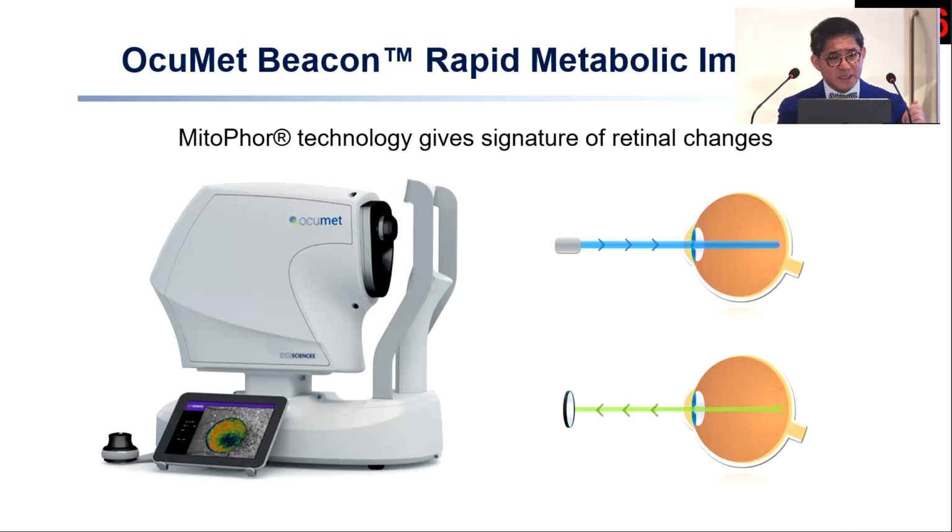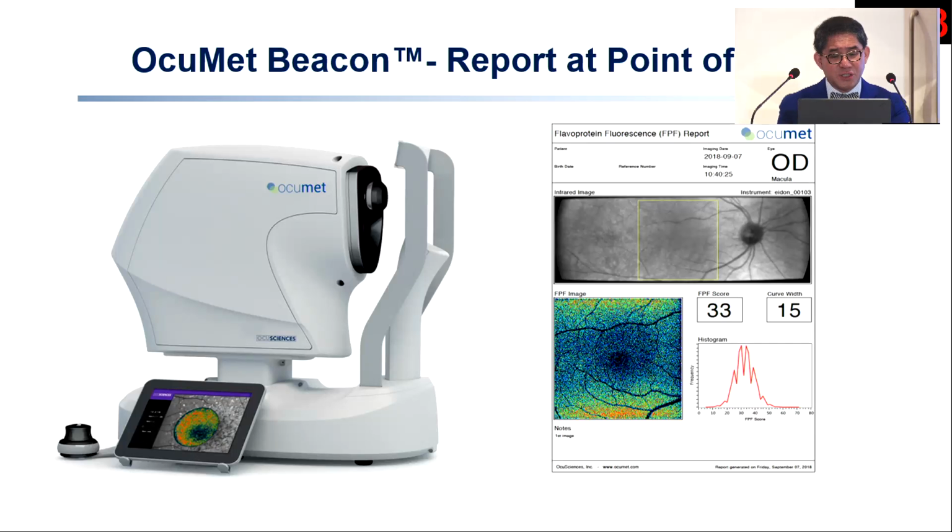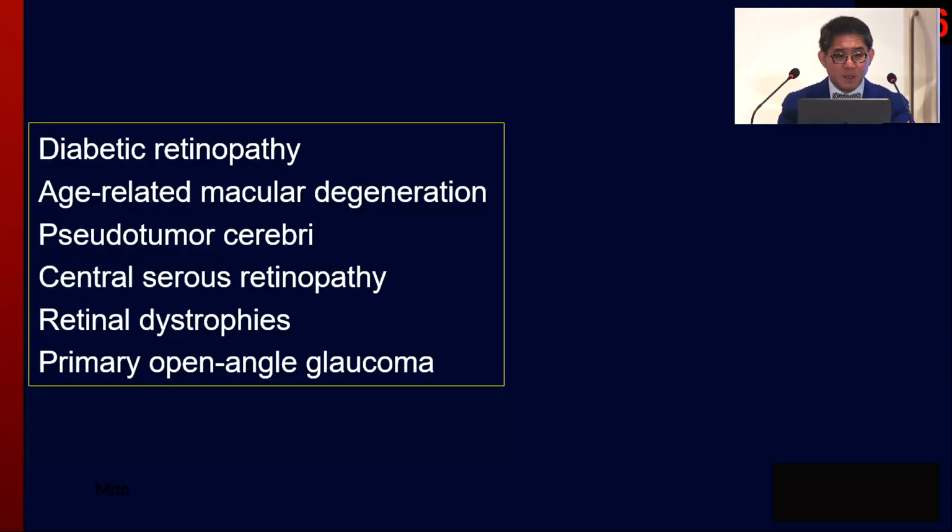This is the device. It's called the Ocumus Beacon. It's one of the latest technologies that we are now using to assess the retinal tissue. The blue light goes in and the green light is emitted out. That's what we capture, and then it's generated for us. We gather the data, synthesize and analyze it, and then generate a report, which is the FPF score, ranging from 15 up to over 100, depending on disease status.